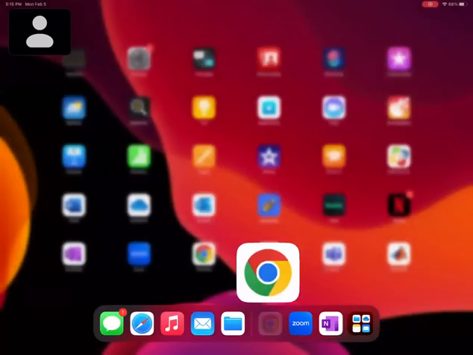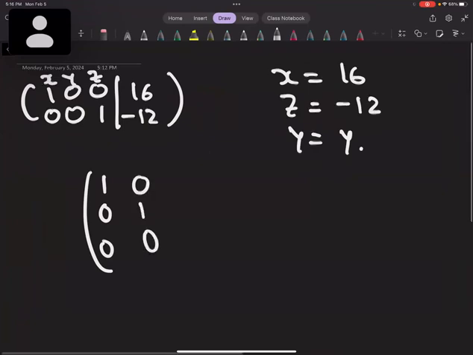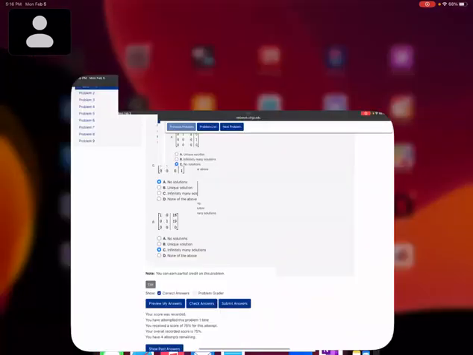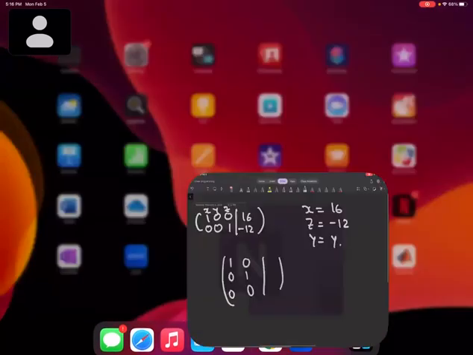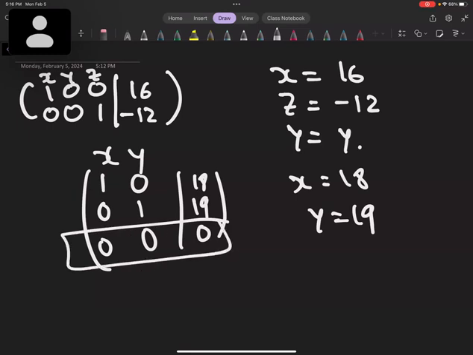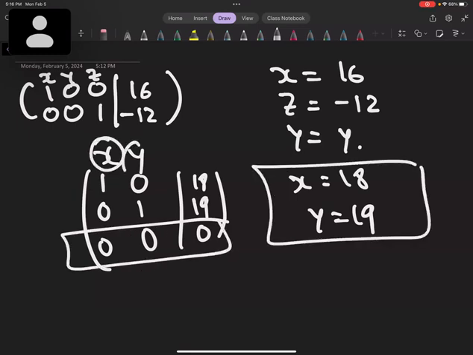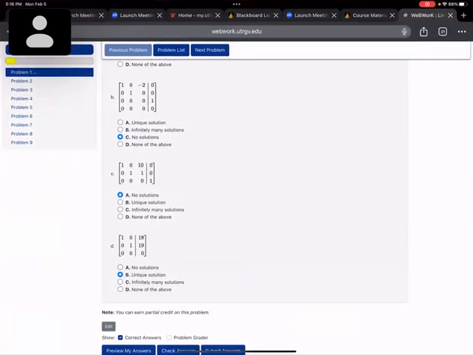Let's do the last one. 1 0 1 0, 0 0 1 0, and then you got here 18 19 0. This exercise is good because it's X and Y, you see. So if I solve that, I get X equals 18, Y equals 19. So this last equation doesn't give me any information. So it's only one solution because I only have two variables. Okay, so that one is only a unique solution.